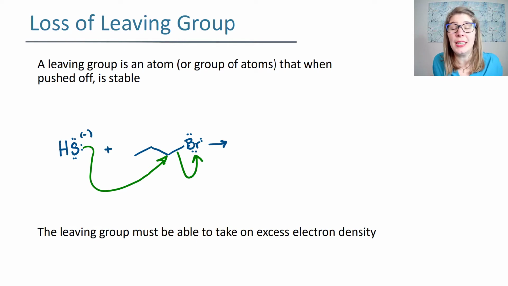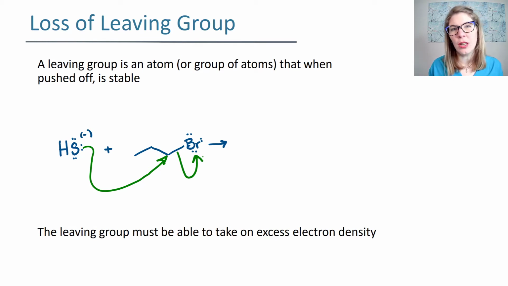Well, leaving groups need to be stable when they leave. They need to be things that can take on excess electron density. Another way you could think about it is that leaving groups are essentially weak bases. Once they've separated from the rest of the molecule, they're pretty satisfied just hanging out there. Eventually, when the time is right, we will make a list of the good leaving groups that you're going to typically see during the course of our reactions. So again, your nucleophile attacked your electrophile and it forced out the leaving group. The leaving group has to be able to take on excess electron density.